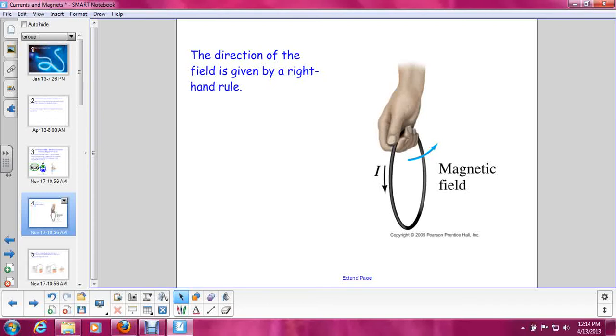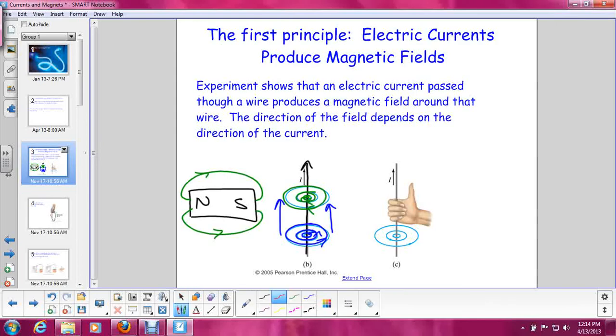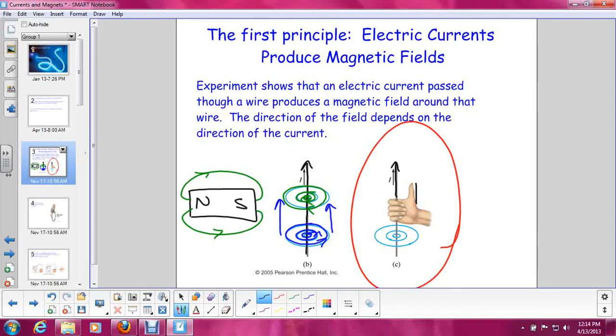You probably all look a little silly right now with your hands up and you're twisting your arm around, but that's exactly how you figure out the direction of the magnetic field. To see a picture of that, in this picture over here, the current is running from bottom to top, or from the hand up to the top of the thumb. The fingers are curling around in this direction, so that is the direction of the magnetic field.